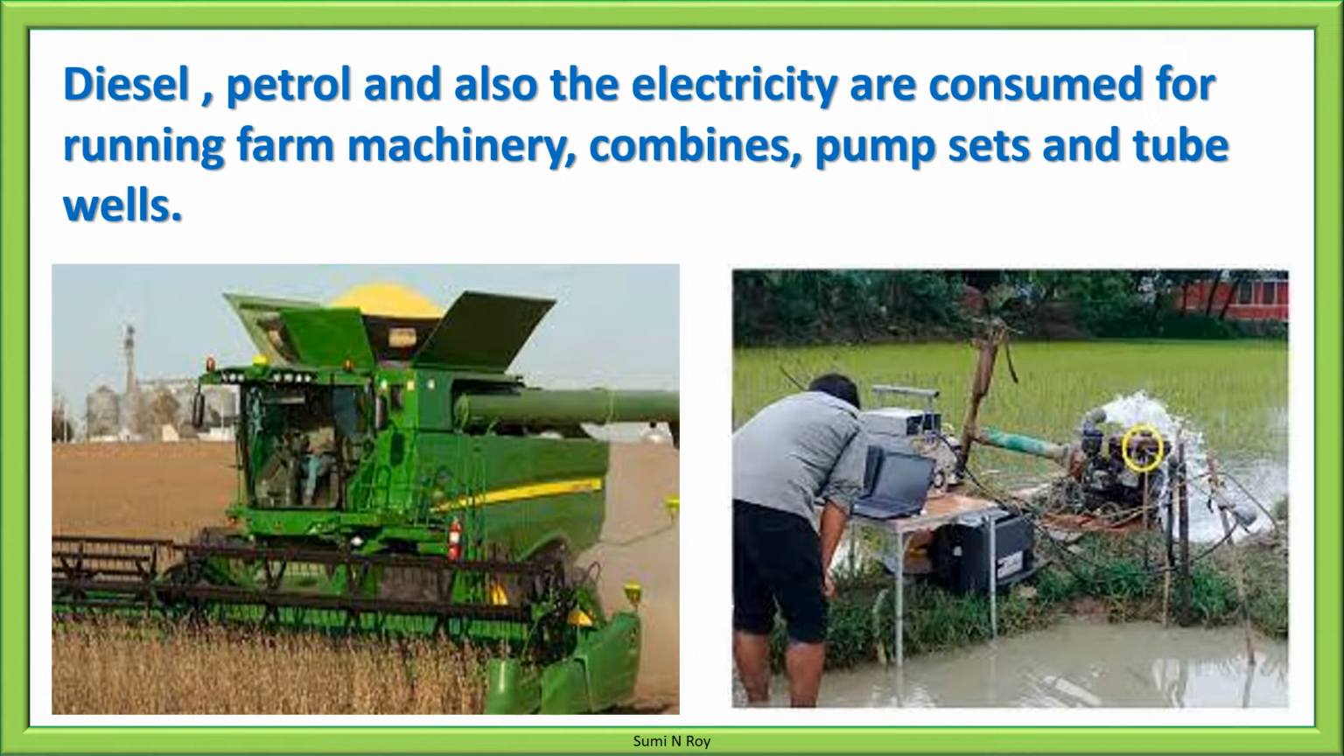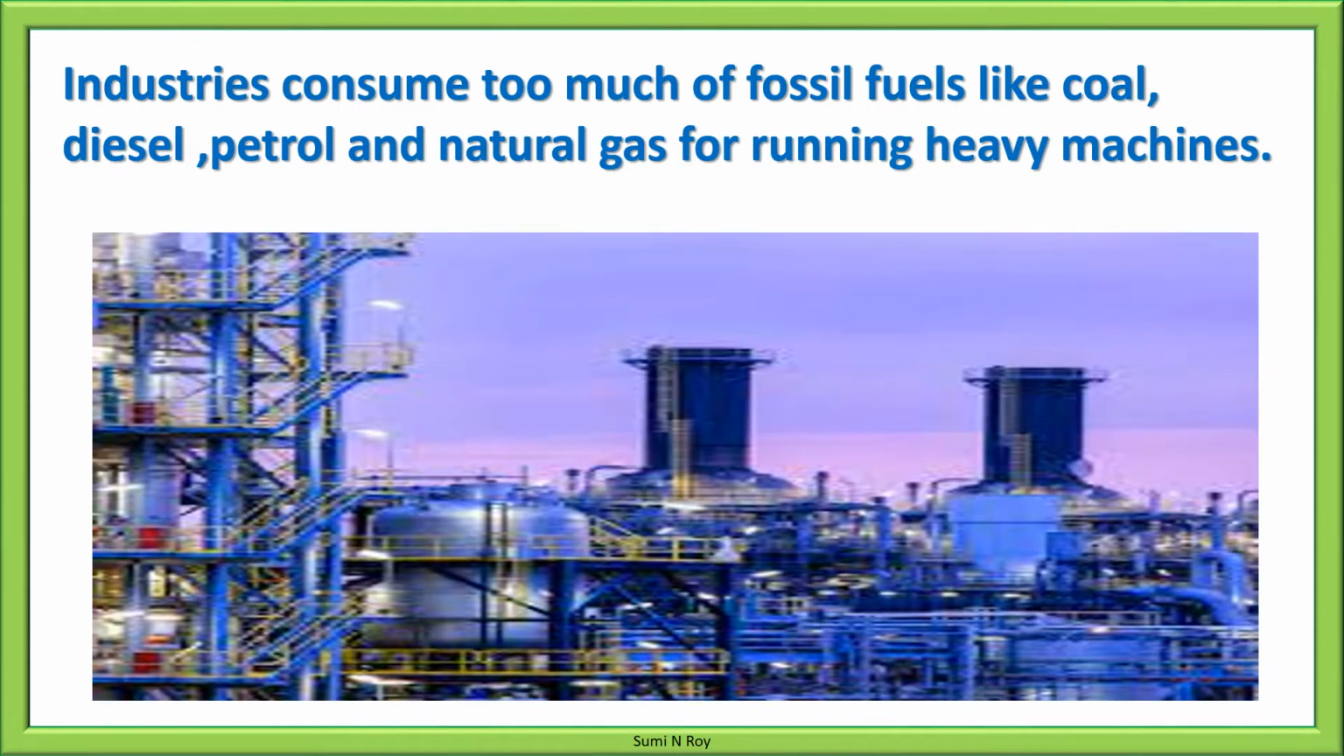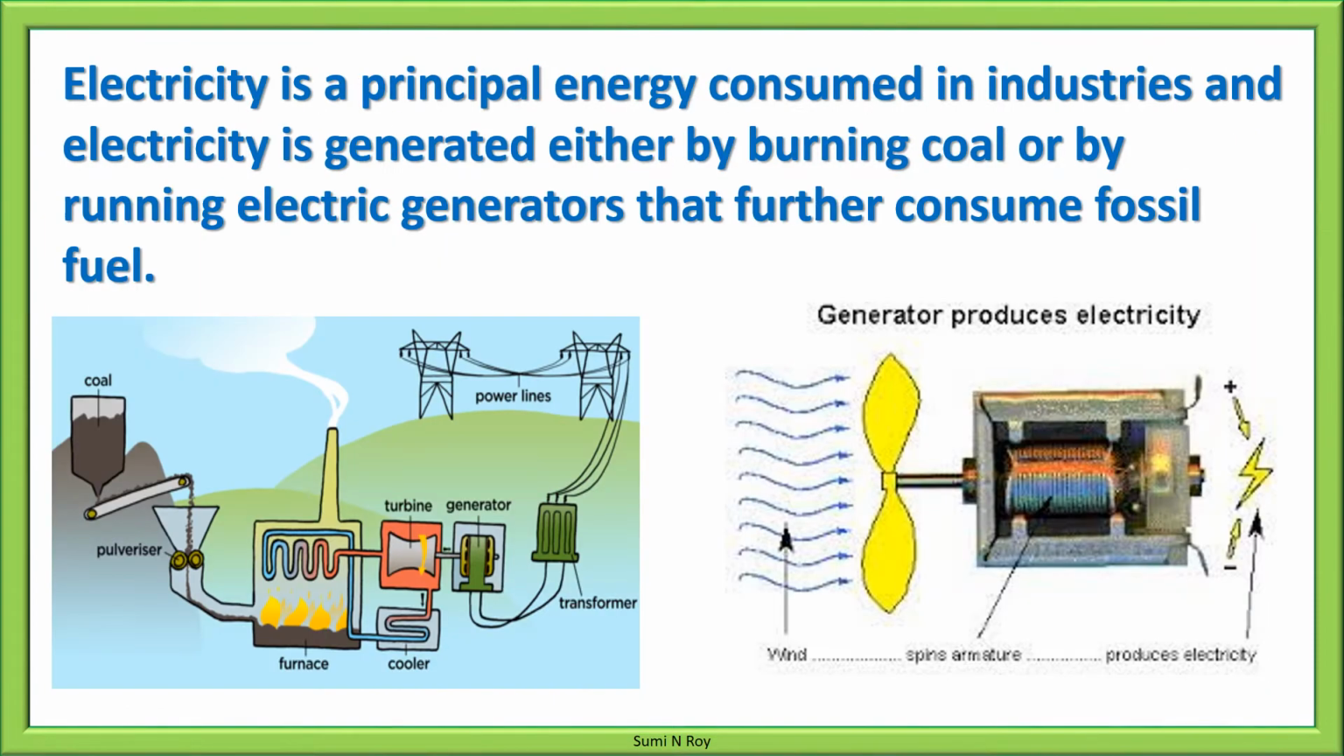Diesel, petrol and also the electricity which is consumed for running farm machineries, combines, pump sets and tube wells are taken from the natural environment. Industries consume too much fossil fuel like coal, diesel, petrol and natural gas for running heavy machines. Electricity is a principal energy consumed in industries, and it is generated either by burning coal or by running electric generators that further consume fossil fuel.